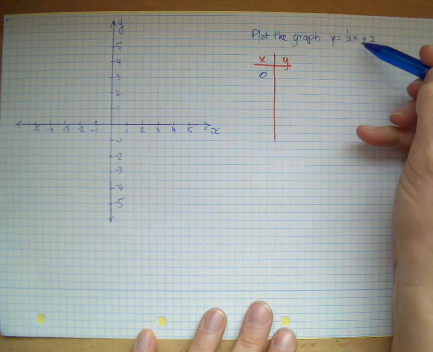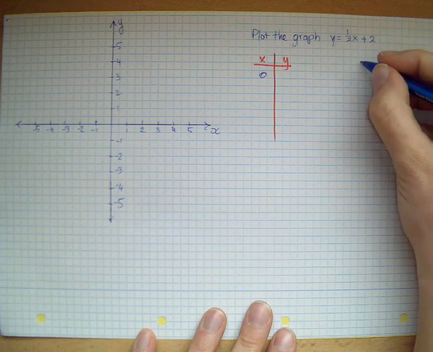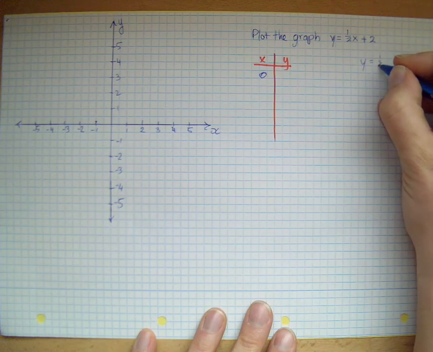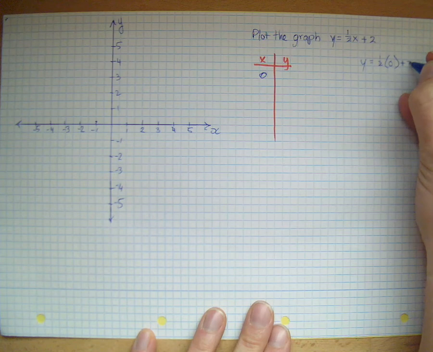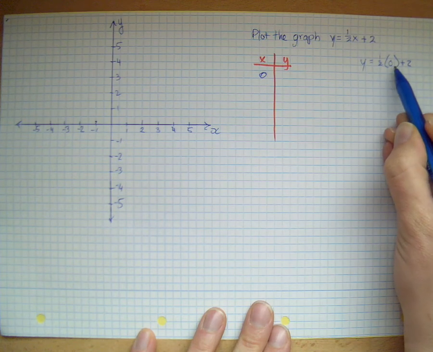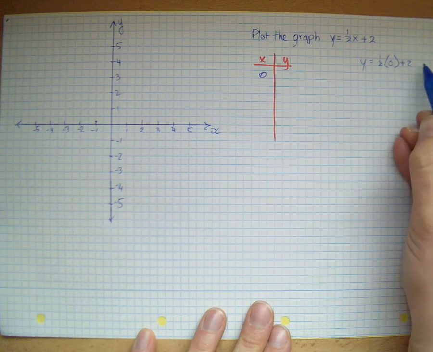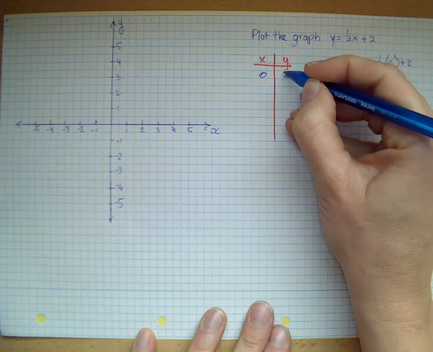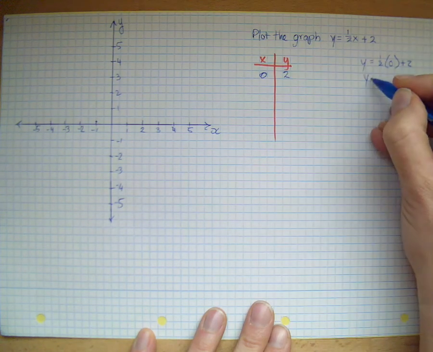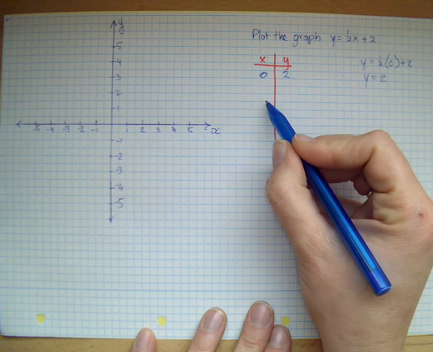Let's plug in some numbers here. 0 for x. When x is 0, y equals 1/2 of 0 plus 2. 1/2 of 0 is nothing. Nothing plus 2 is 2. So y would then equal 2.